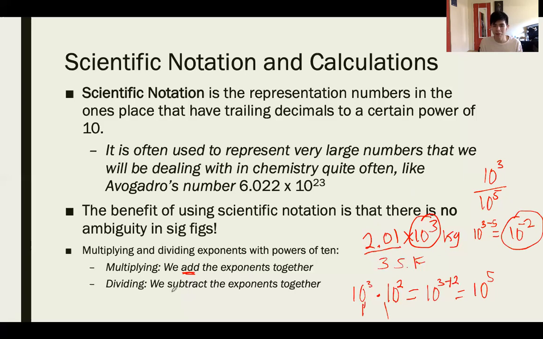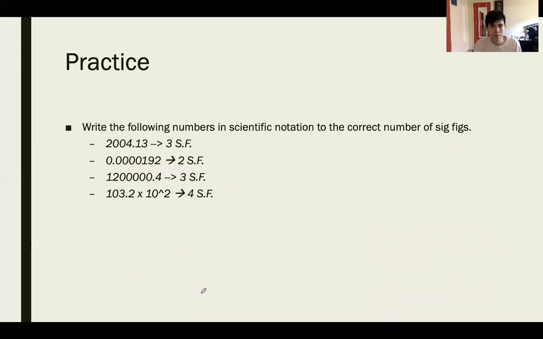And that's when we would subtract the exponents together. So let's do some practice problems here. Write the following numbers in scientific notation to the correct number of significant figures. In this first example, we have 2004.13, and we need to convert that to 3 significant figures and convert it to scientific notation.